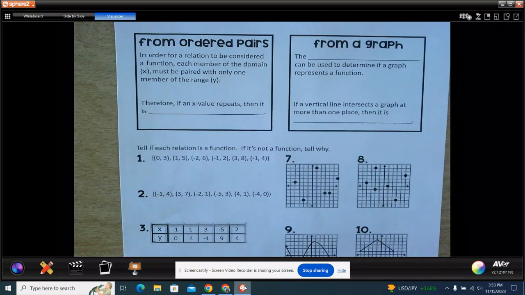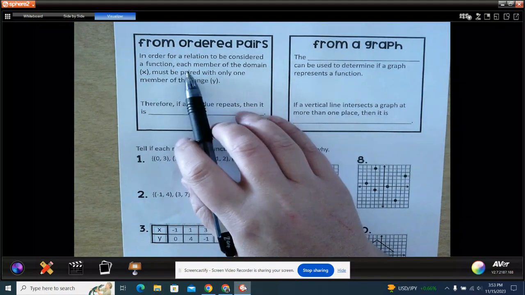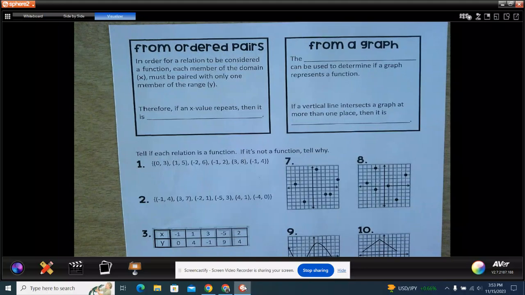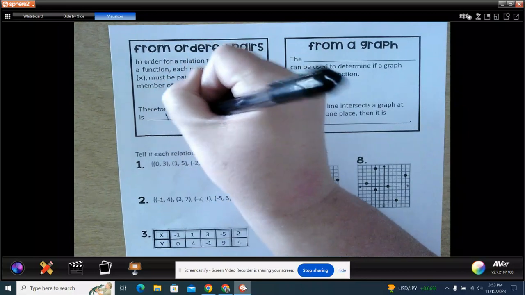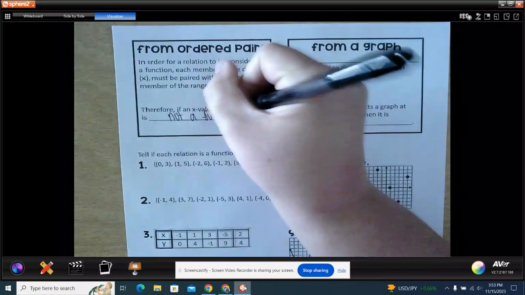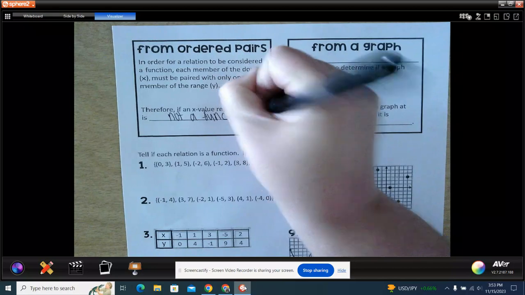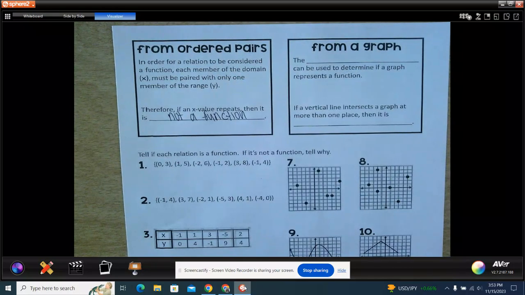All right, today we're going to look at how to identify if an ordered pair, table, mapping, and graph is a function. In order for a relation to be considered a function, each member of the domain X must be paired with only one member of the range Y. Therefore, if an X value repeats, then it is not a function. So all that is saying is if we're looking at the X values, if they repeat, it is not a function. If they're all different, then it is a function.